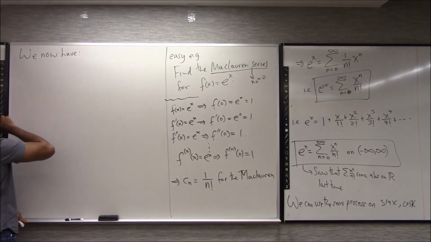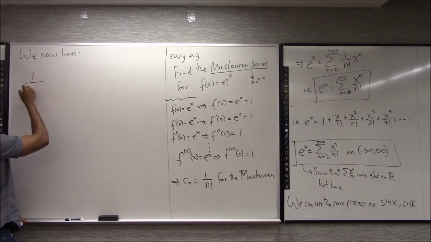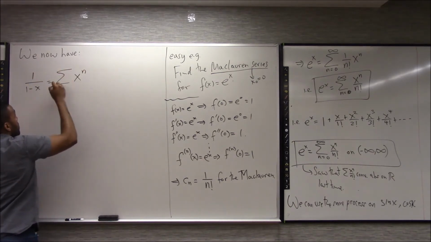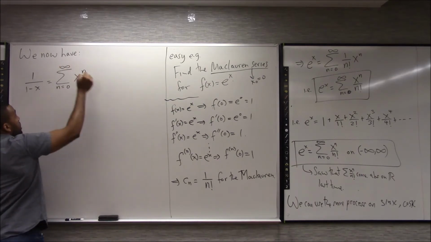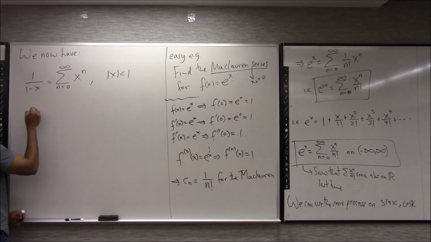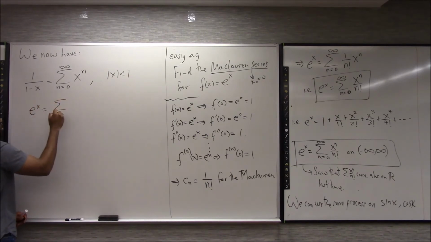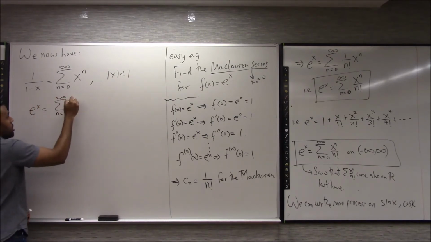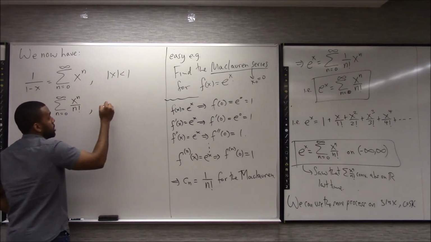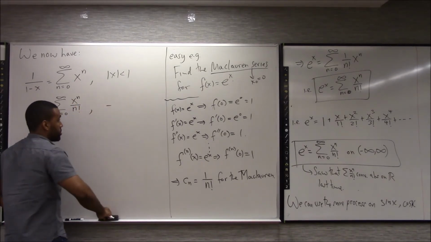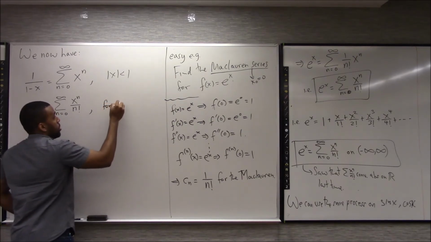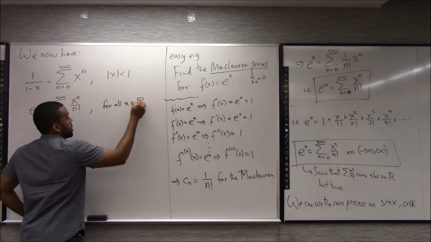So at this point we have the following. 1 over 1 minus x is equal to this series of x to the n, where n goes from 0 to infinity. That works for x less than 1. E to the x is equal to the series from n goes from 0 to infinity of x to the n over n factorial. That actually works for all x in R.